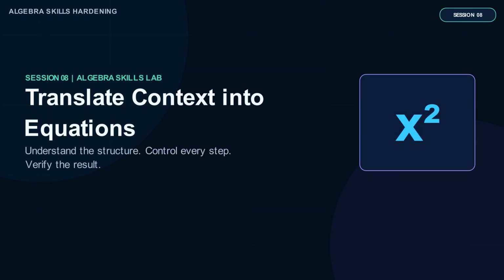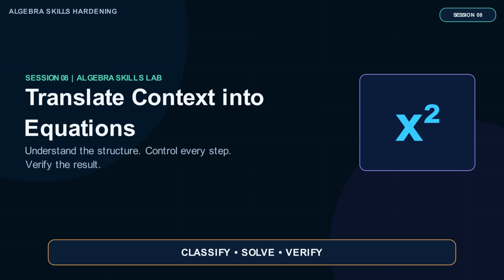Welcome to Session 8, Translate Context into Equations. This lesson strengthens algebra that remains reliable when the numbers or representations become unfamiliar. You will learn to define unknowns with units before translating a context, to identify totals, rates, and quantities that remain constant, and to reject algebraic answers that violate the situation. Treat these as connected habits.